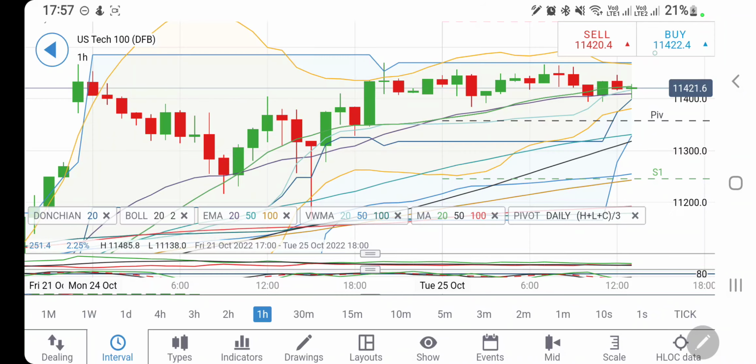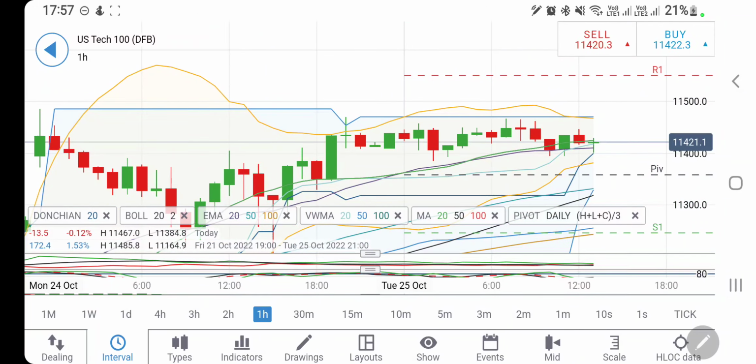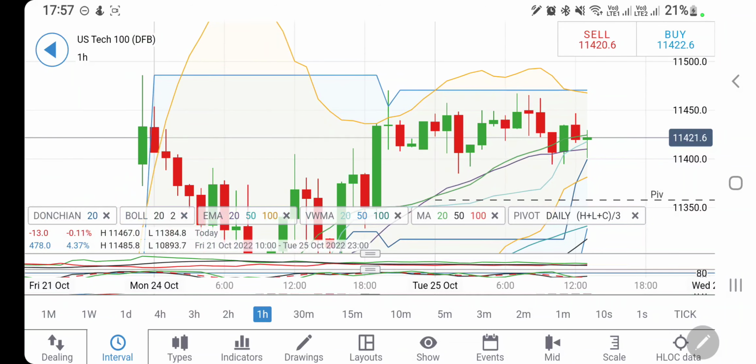Now let's have a look at US 100. It has just become a pattern and support the effort which I am putting day in day out for you all. Now look at US 100.